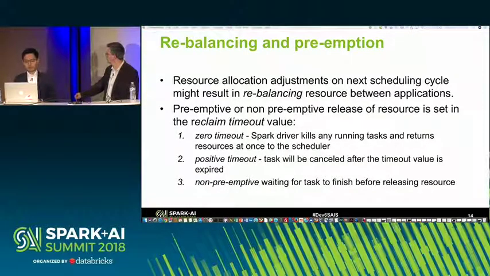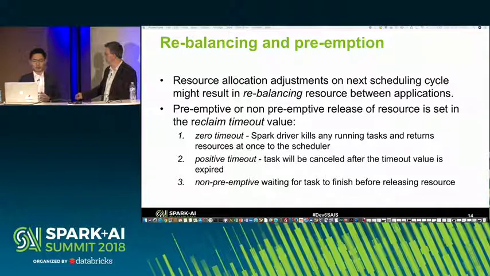And resource allocation adjustments might happen in every scheduling cycle based on the scheduling decisions that it makes in each scheduling cycle. So the rebalancing of resources may happen between applications. And you can configure the behavior of this rebalancing. And it can either be preemptive or non-preemptive.